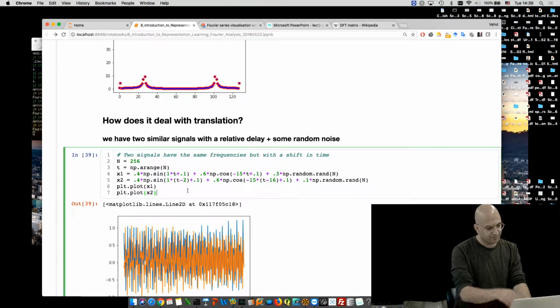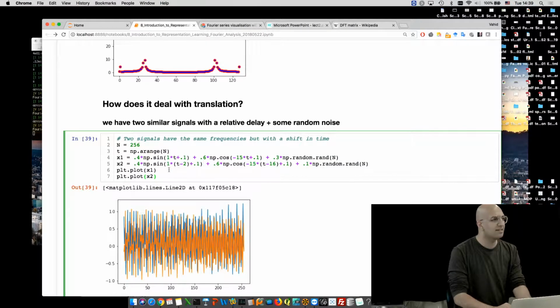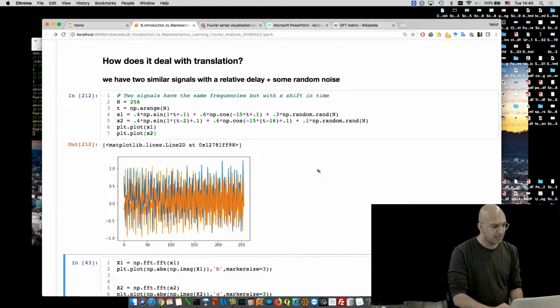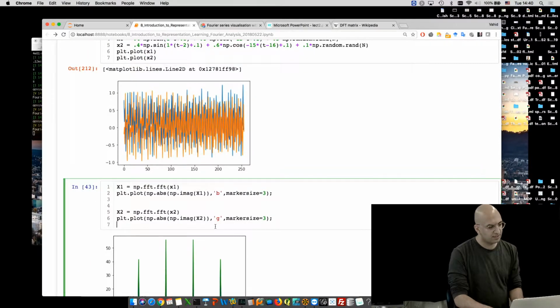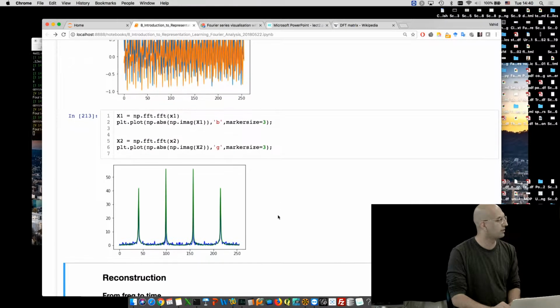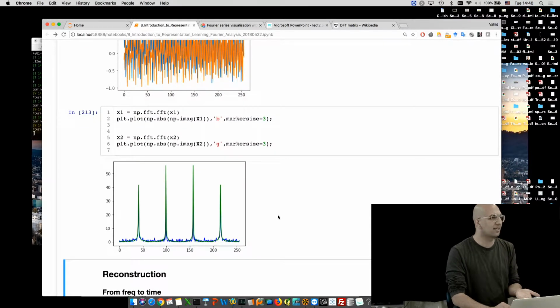So I'm preparing here two sample signals, everything the same, except some translation in time and some random noise. So this is your observation. And then when you do this Fourier transform for each of them, you see that they are similar. So that's always like that.